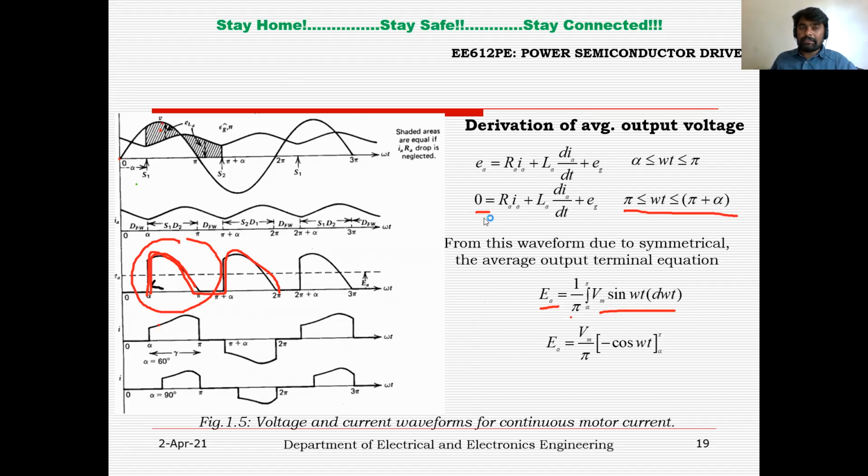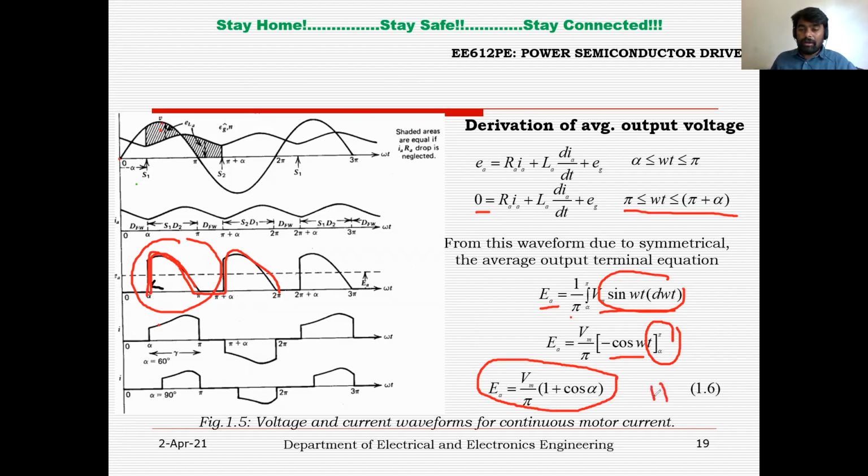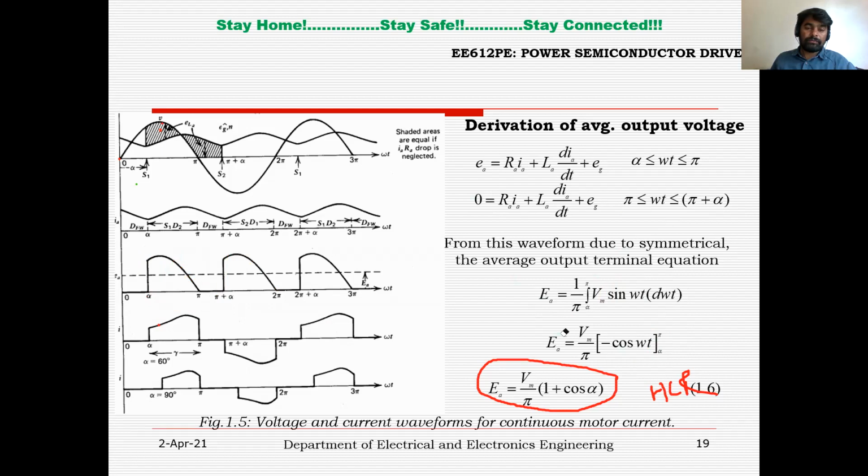Now take Vm common, so it will be Vm by pi. The integration of sin omega t will be minus cos omega t. The limits are from alpha to pi, because we are getting the output voltage from alpha to pi. If you substitute this, you get Vm by pi times (1 plus cos alpha). So this is for the half controlled rectifier, or symmetrical semiconductor controlled device, right?